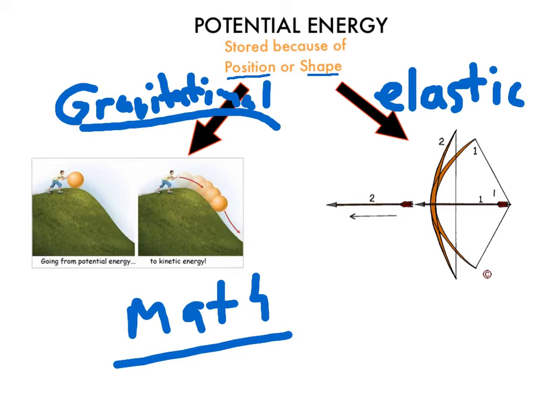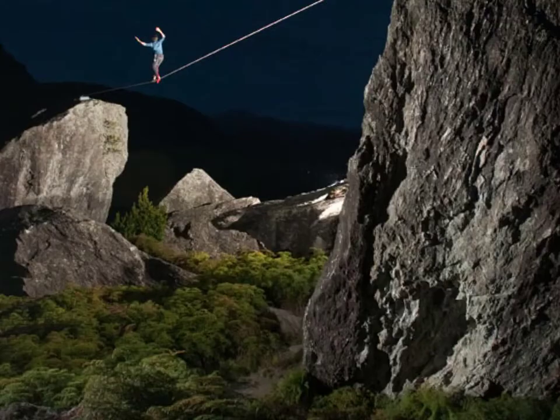Imagine a spring, a rubber band, a bow and arrow. Anything like that is storing energy because of its elasticity. And so no math problems with elastic potential energy, just the knowledge that it exists and that we can actually store energy that way. Okay, on to the math problems for gravitational potential energy. Next screen.